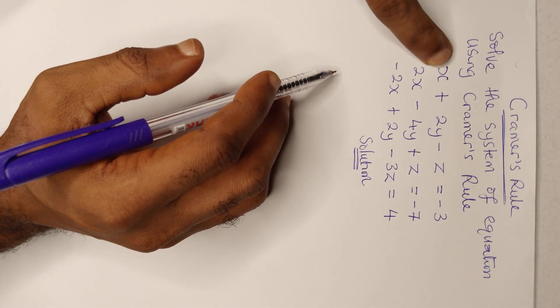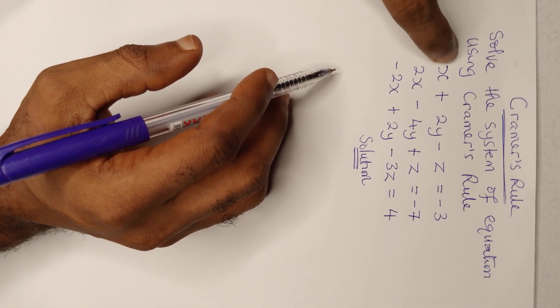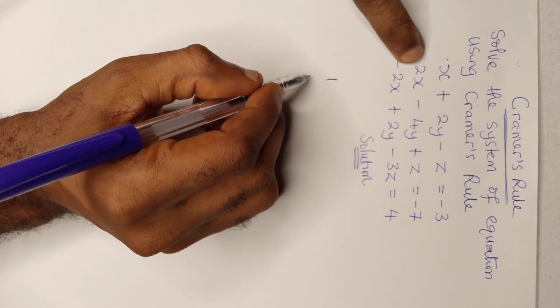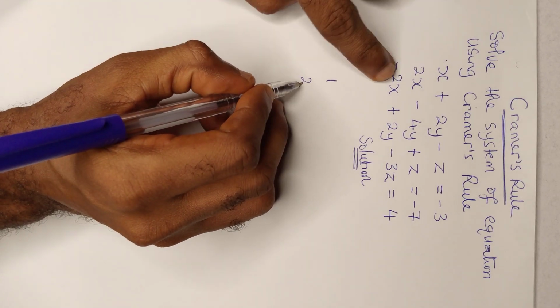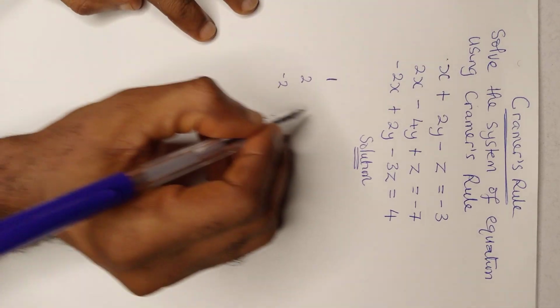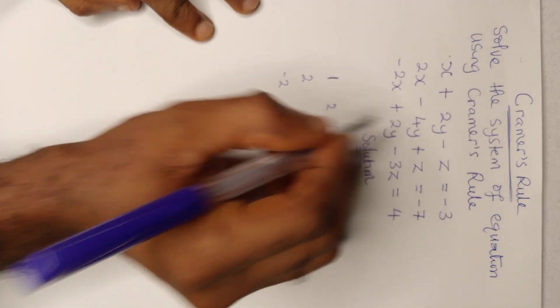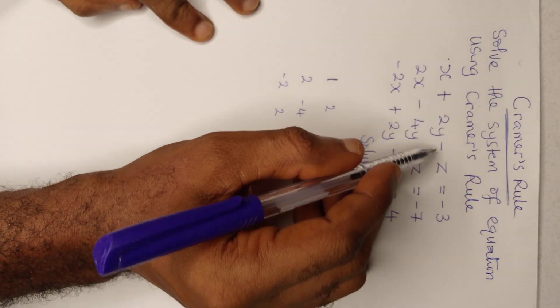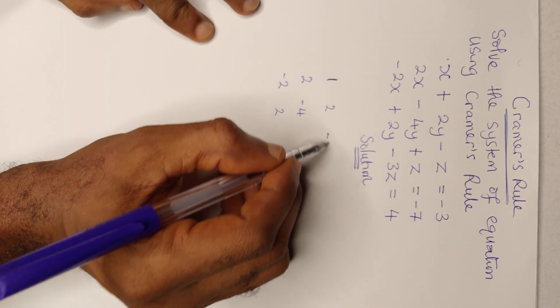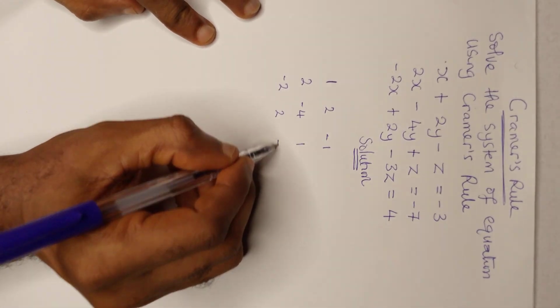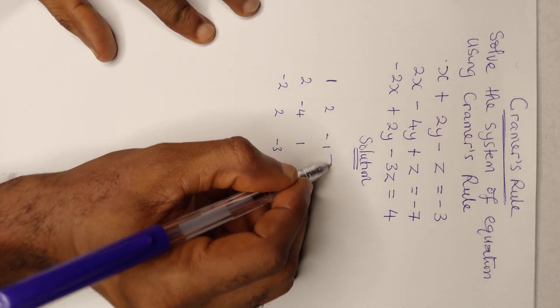Because this is x and the coefficient of x is 1, we have 1. Here the coefficient of x is 2, so we have 2. The coefficient of x is minus 2, so we have minus 2. Then for y we have 2, here we have minus 4, and here we have 2. And then for z, the coefficient is minus 1, 1, minus 3. So we are done with that.